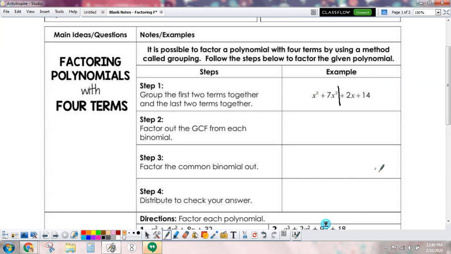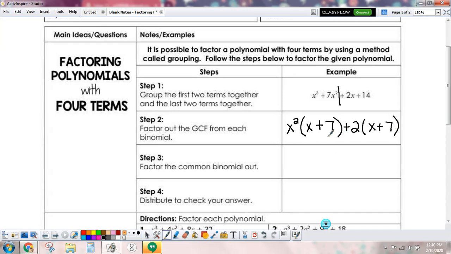I'm going to go ahead and factor out what's in common here, which with x to the third and 7x squared, what I have in common is an x squared. So I'm going to pull x squared out, and then I'm going to leave everything else. So I'm going to divide x squared out of both parts, and I'm left with x plus 7. Okay, and then in the second half, I need to find what's in common here. I've got 2x and I've got 14. My common factor here is a positive 2. And then I'm left with x plus 7 when I divide the 2 out of both parts.